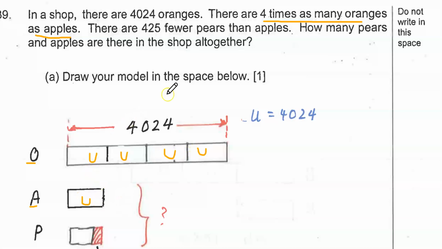Now this is given right here. It's represented by these and that. Now the interesting thing, oranges are given. Can you see? Oranges are given. So for 4U it is 4024. Can you see that? 4U is 4024 is given. Find 1U, you can find the number of apples. Now draw the model on the space below. This is the model. Let's continue to find out here.